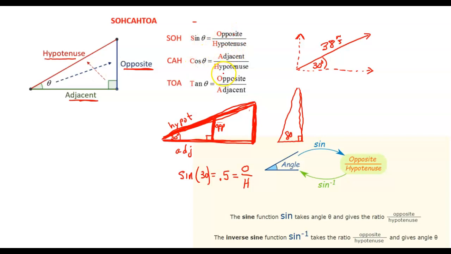Cosine is adjacent over hypotenuse. And tangent is opposite over adjacent. So it's just the ratio of different sides of the triangle. Okay, so let's just do some examples and it will become more apparent.